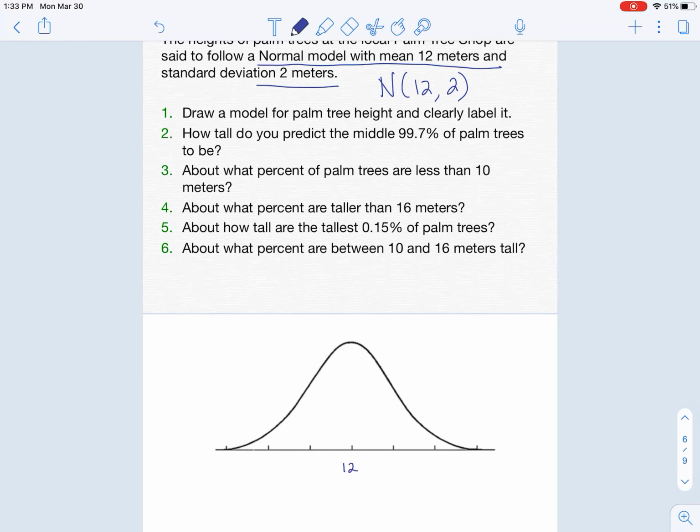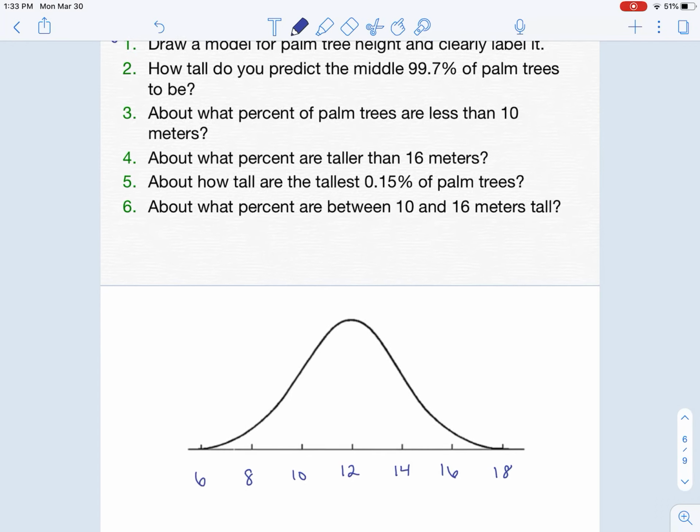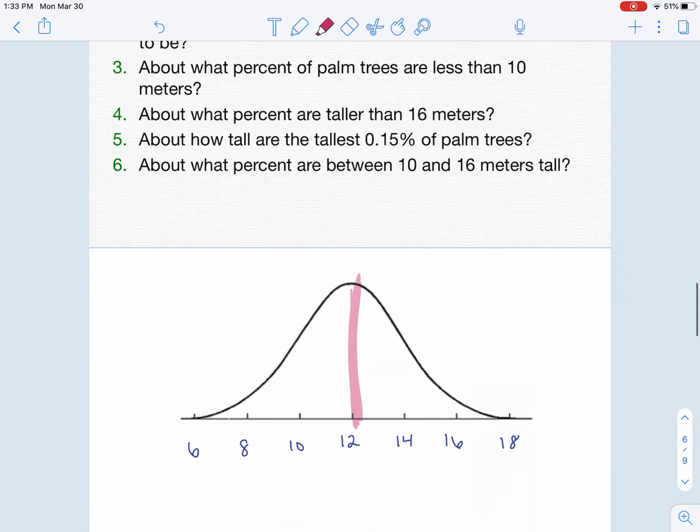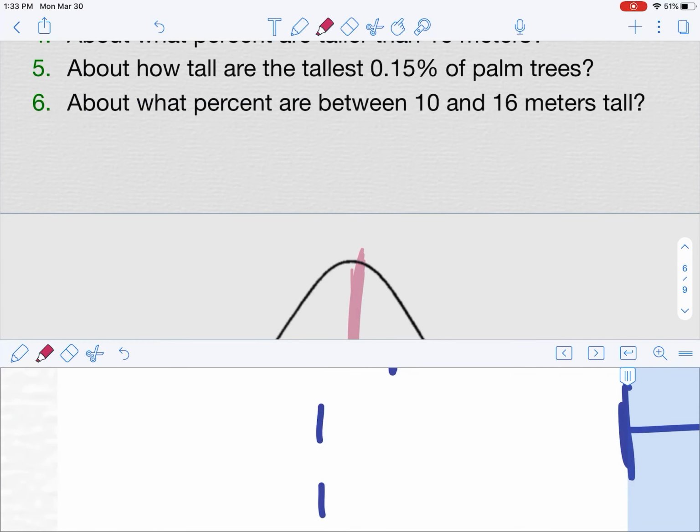So the mean is 12. That number right there in the middle is 12. The standard deviation is 2, so I'm going to do 12 plus 2 plus 2 plus 2, and 12 minus 2 minus 2 minus 2. Okay, number 1, done. Drew a model for the palm tree height. So this is the distribution of palm trees. The vast majority of palm trees are going to be about 12 meters tall.